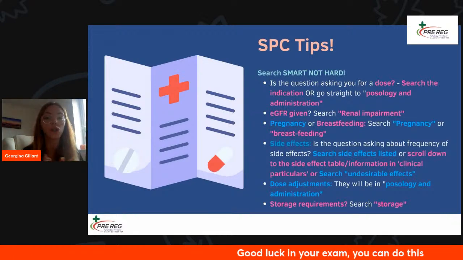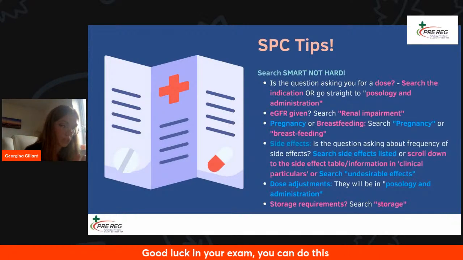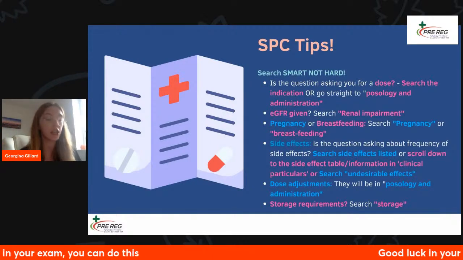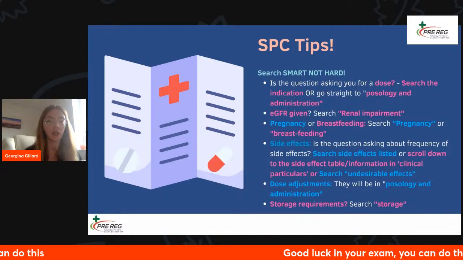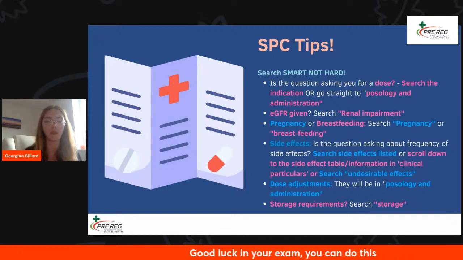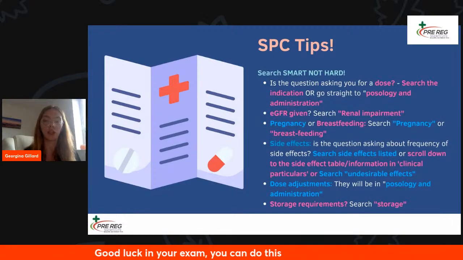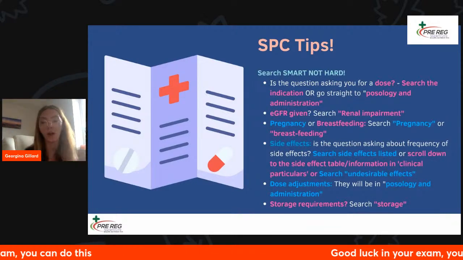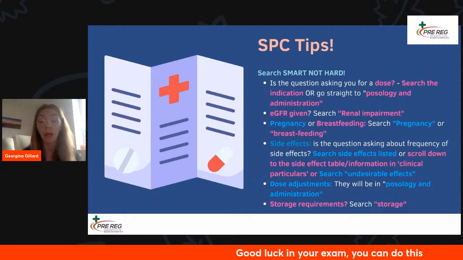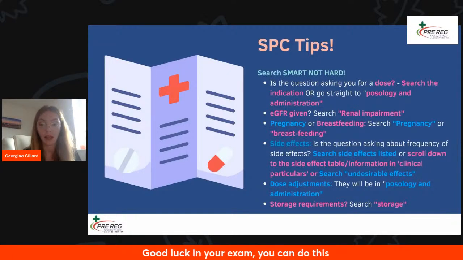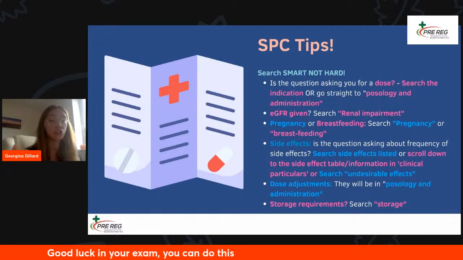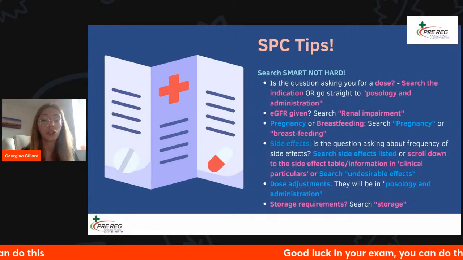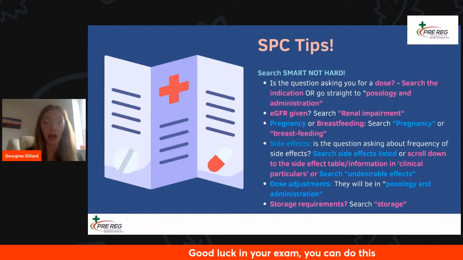Search smart, not hard. If the question is asking you for a dose, search the indication. If a patient's having a STEMI, you search for a STEMI. If the patient's having a DVT, you search DVT. If the patient's having a pulmonary embolism, search PE or pulmonary embolism. Often you have the abbreviations in the SPC, so you can just put PE, and it will come up with your answer. If it's stable angina, type in stable angina. If it's hypertension, type in hypertension. It just brings you straight to the posology and administration. Okay, sorted.